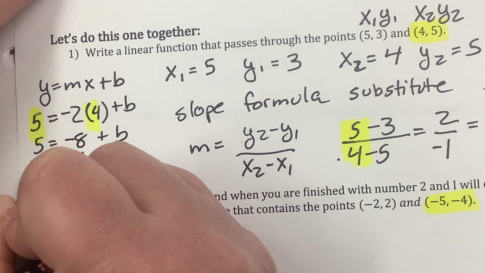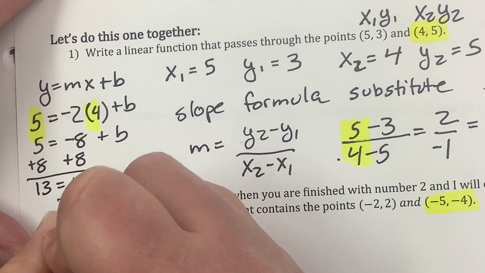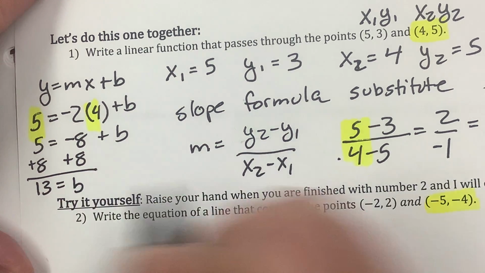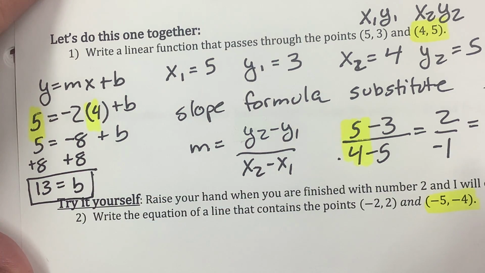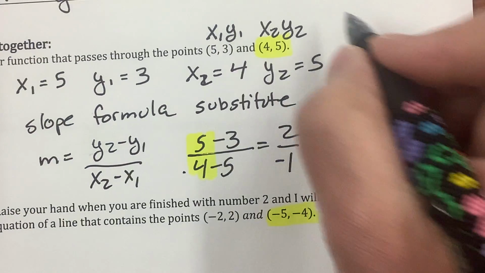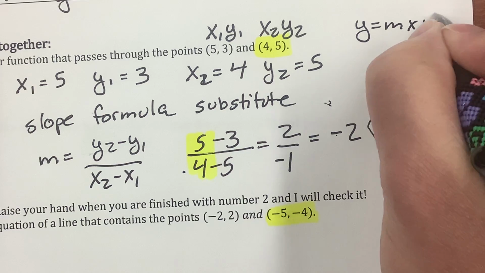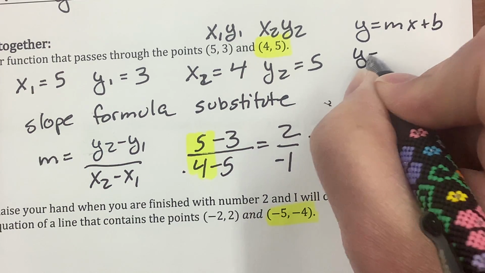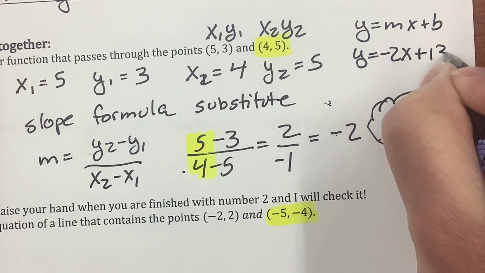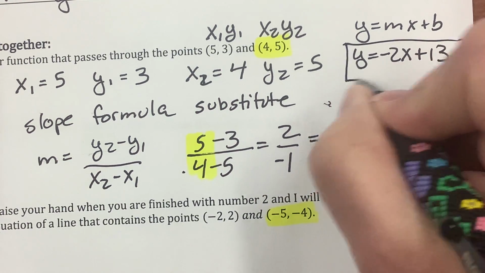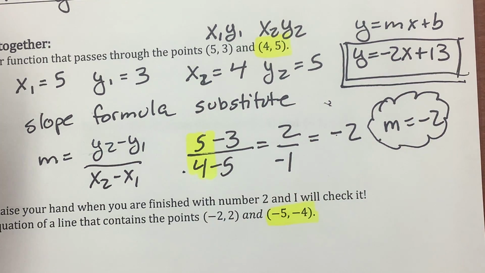Add 8 to both sides. 5 plus 8 is 13, equals b. That's very important information. There we go. I have 13 as b. I have m as -2. Back over here. Need space. y equals mx plus b. y equals -2x plus 13. I've got an equation. There it is. I used a lot of space, but there it is.